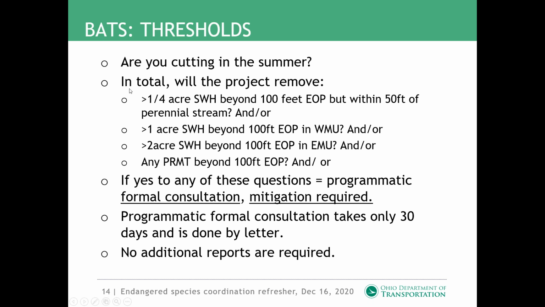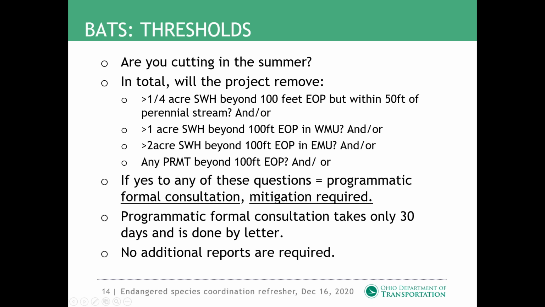If we don't do this, or if we answer yes to any of these questions, then formal consultation must occur. So if you're cutting in the summer, or if you're removing more than 1/4 of an acre beyond 100 feet but within 100 feet of a perennial stream, or impacting any potential maternity roost tree that's beyond 100 feet from the edge of pavement, or this is where those management areas come into account. If we're impacting an acre of suitable wooded habitat beyond 100 feet in the Western Management Unit and 2 acres in the Eastern Management Unit, if you answered yes to any of those, then formal consultation is required and mitigation is also required.